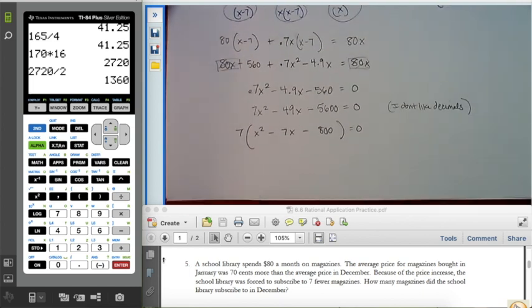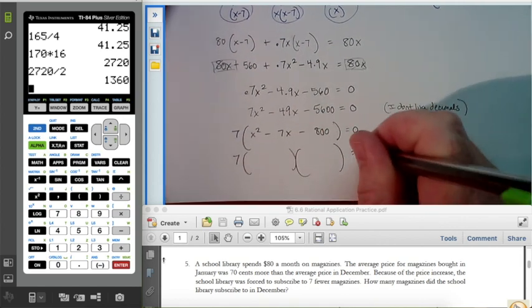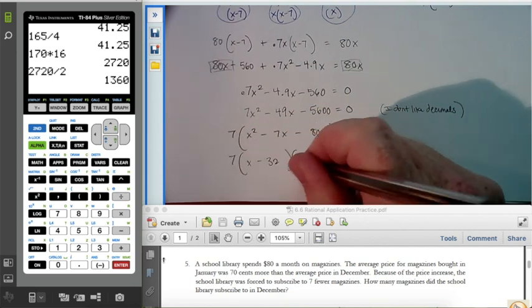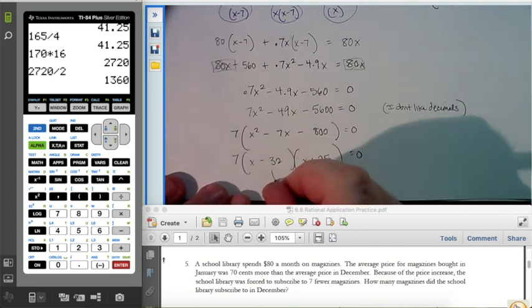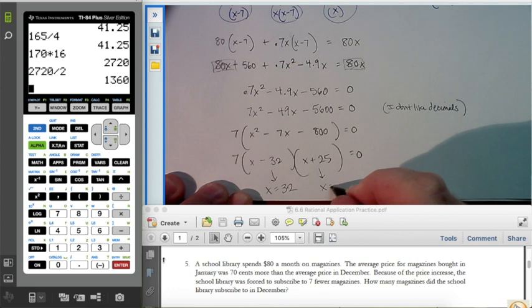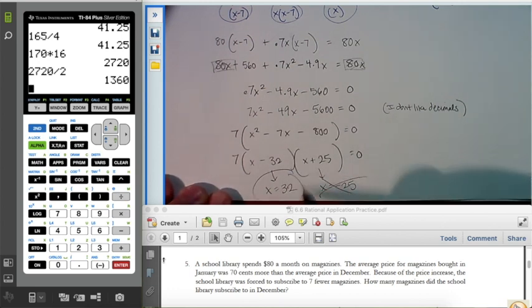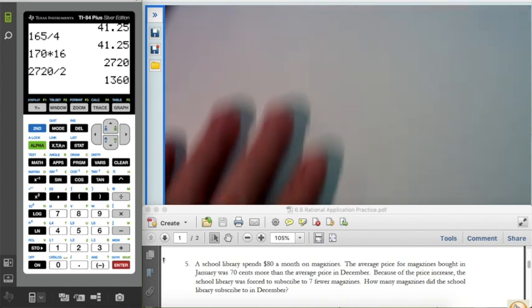I can factor a 7 out of all of those terms, and then you're left with trying to figure out what numbers multiply to get negative 800 but add to get negative 7. Those numbers happen to be negative 32 and positive 25. So my two solutions would be positive 32 or negative 25. But again, negative 25 doesn't make sense, so we stick with the 32.